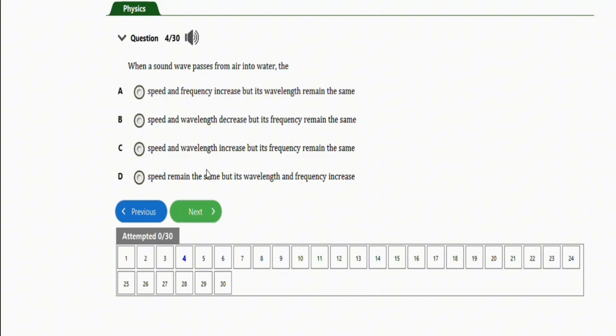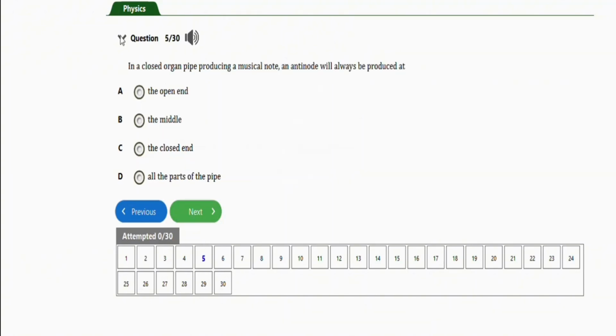No. So speed and wavelength increase, but its frequency remains the same is the right option to this question. Next repeated question is going to be this question. So it says, in a closed organ pipe producing a musical note, an antinode will always be produced at, we have option A, the open end, option B, the middle, the closed end, or the parts of the pipe. The correct option here is option A, which is the open end.